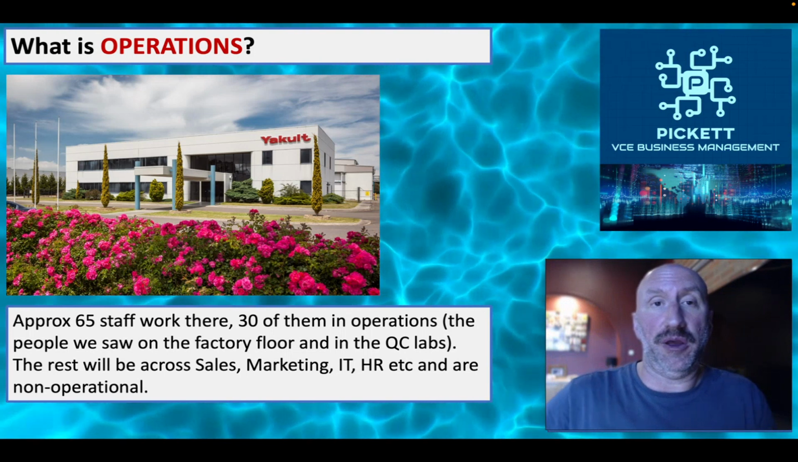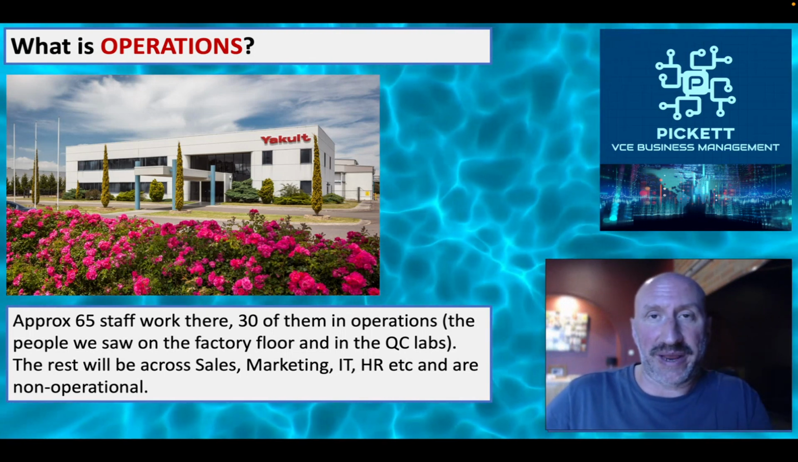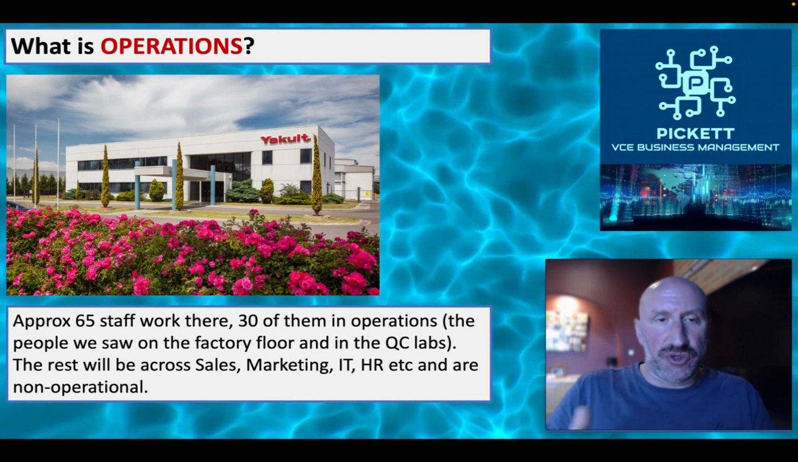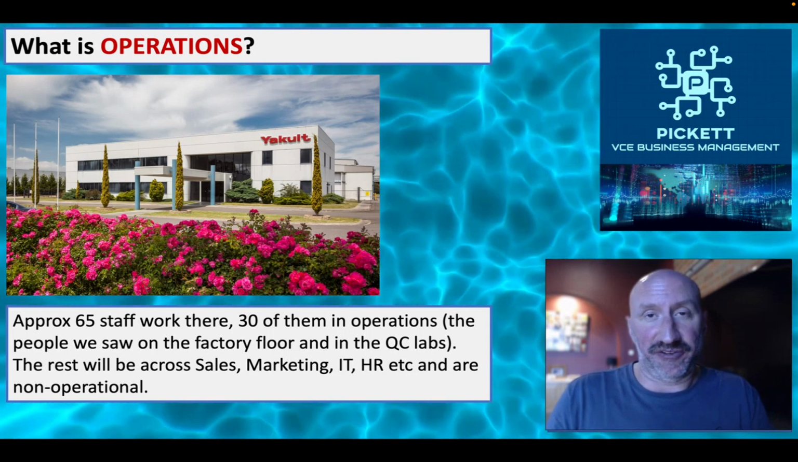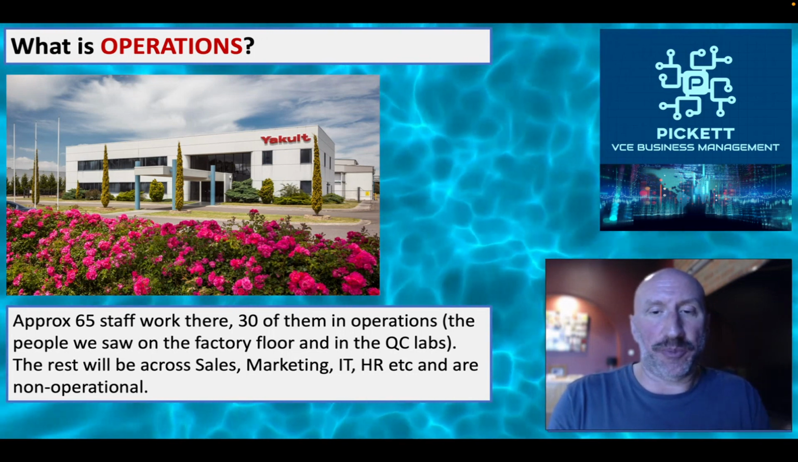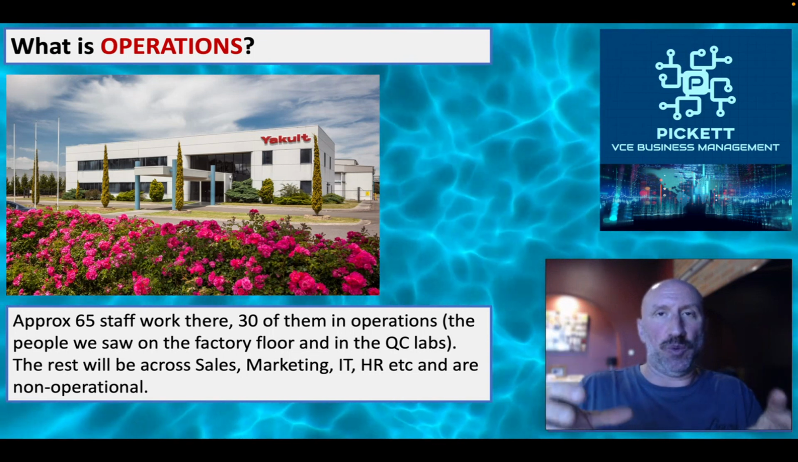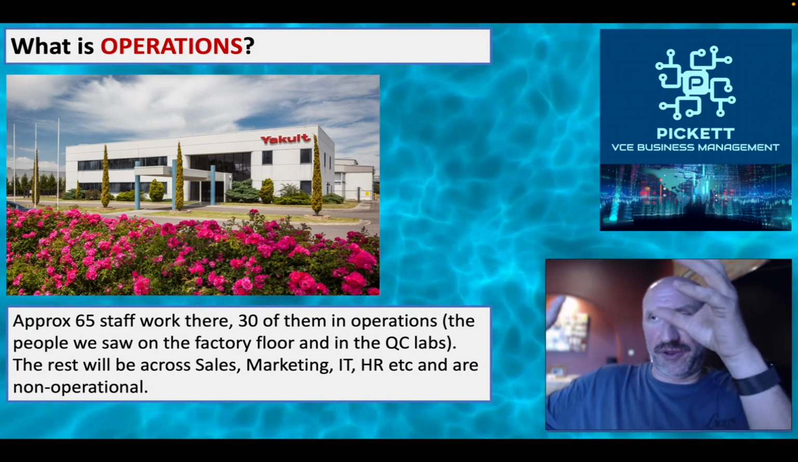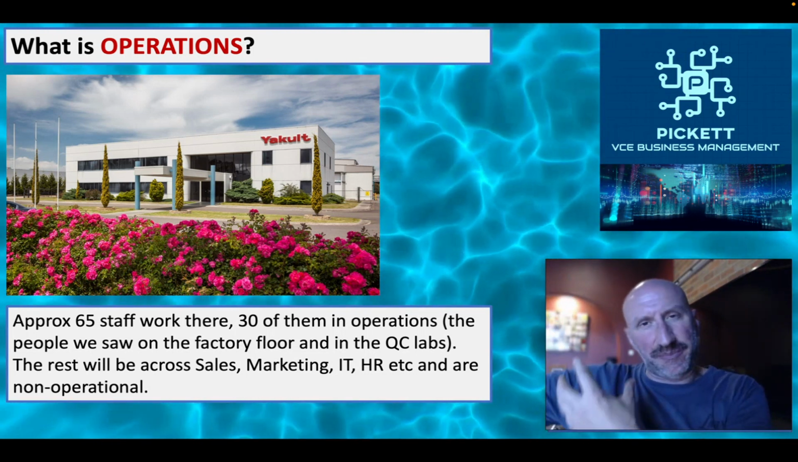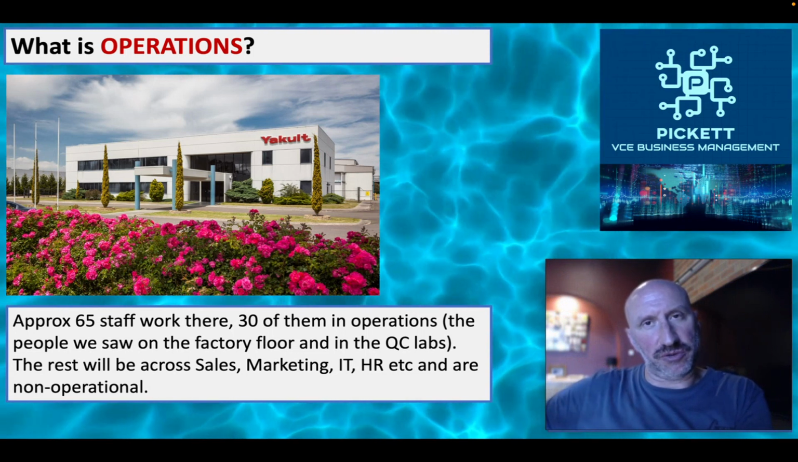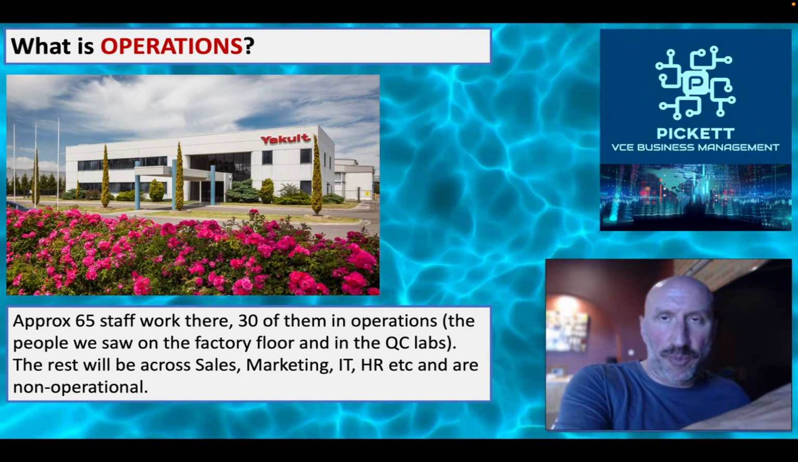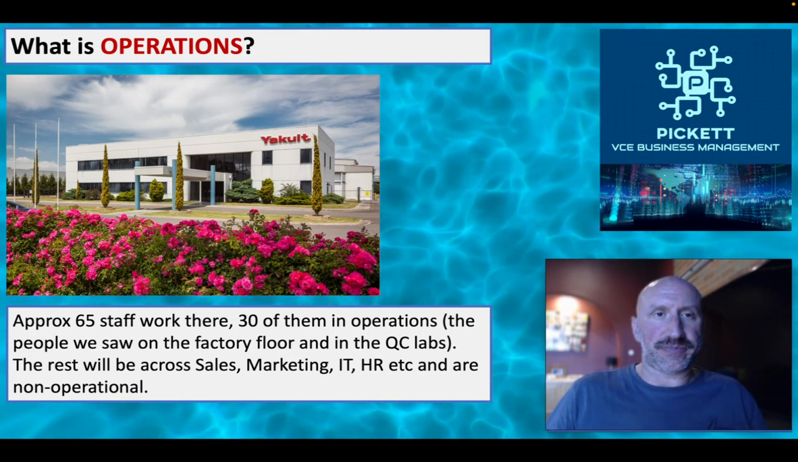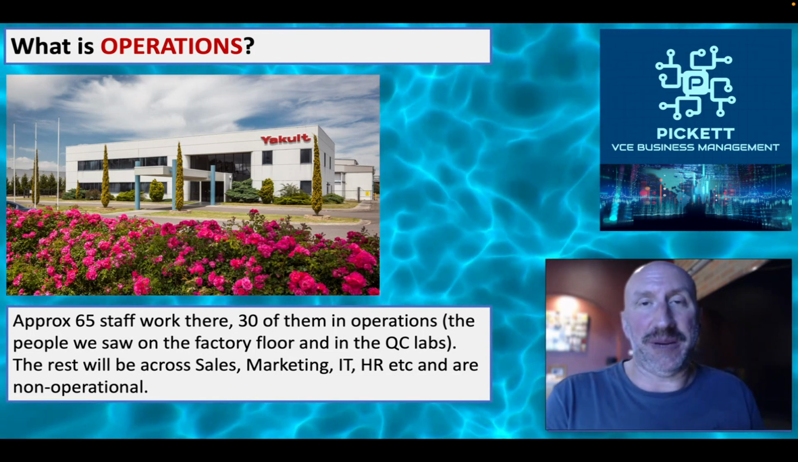Taking this to the Yakult site, where we went out to before we started the outcome. They said to me on the day that in total at that site, around 65 people work there, 30 of them in operations. So in other words, 30 people work on the factory floor and in the quality control labs that we saw. When we looked to one side, there were the big vats that were producing the actual Yakult yogurt drink. And then we saw the bottling operation and packaging operation. All of that is operations. And they employed 30-ish people in that area.